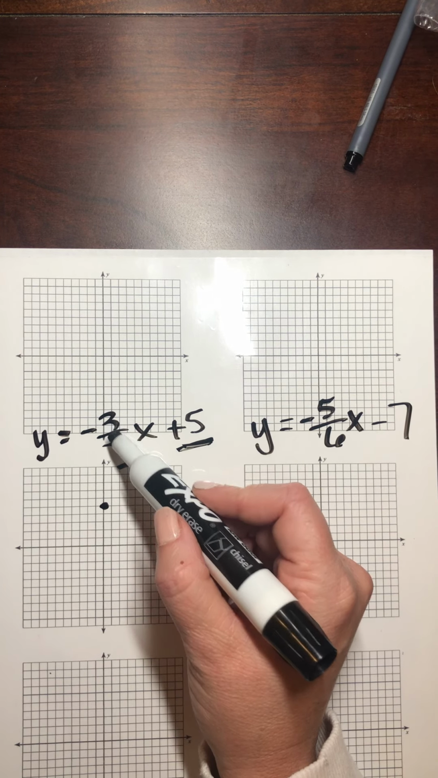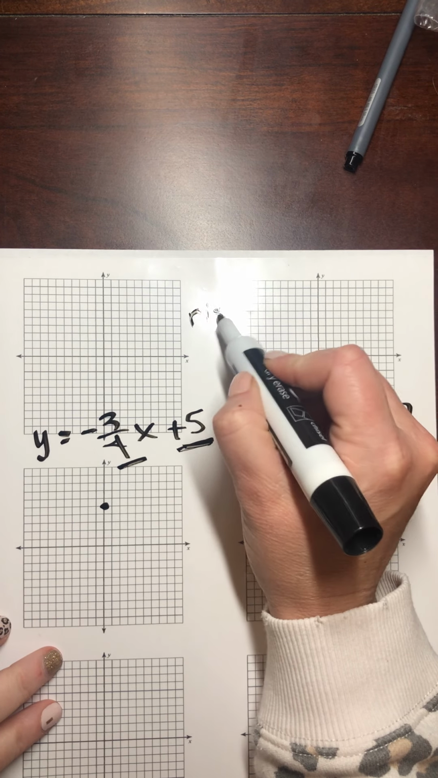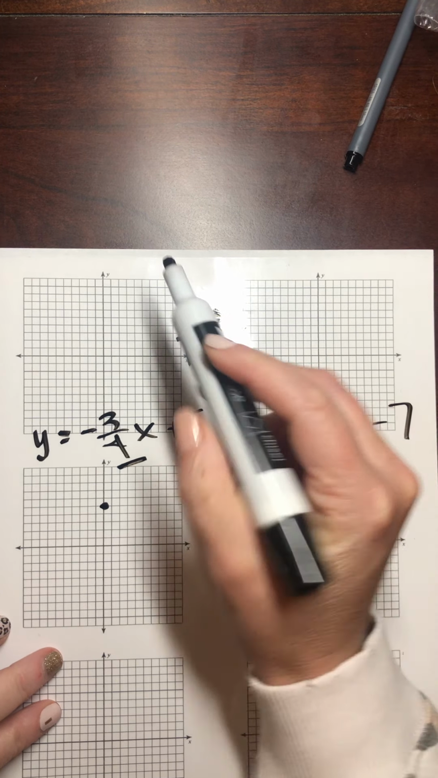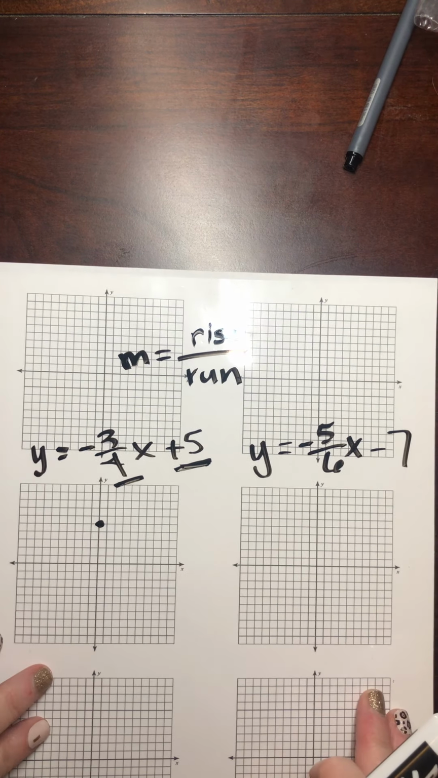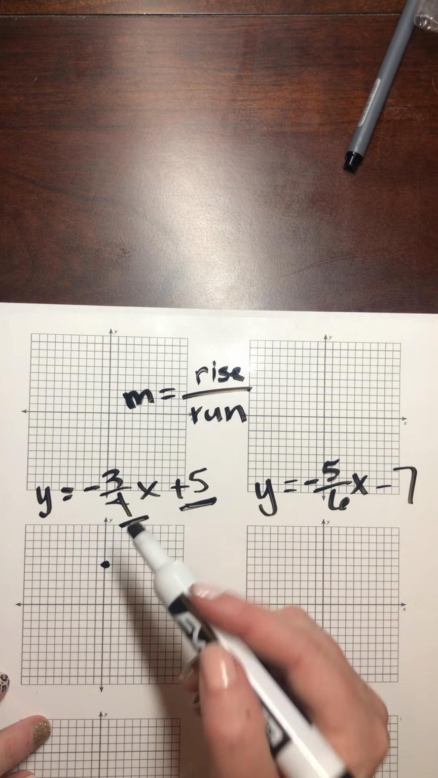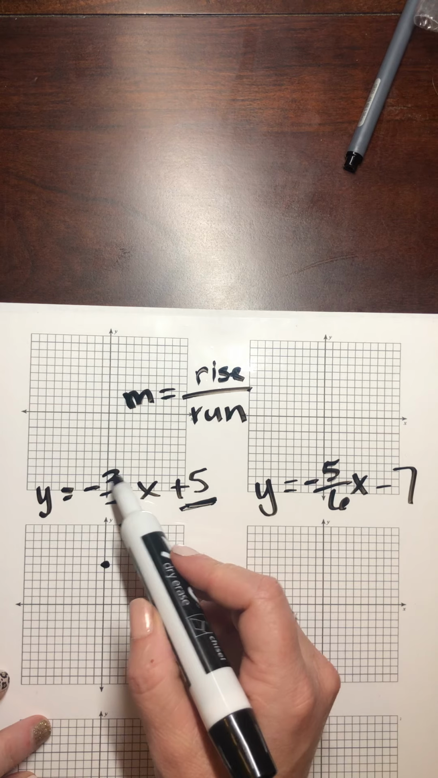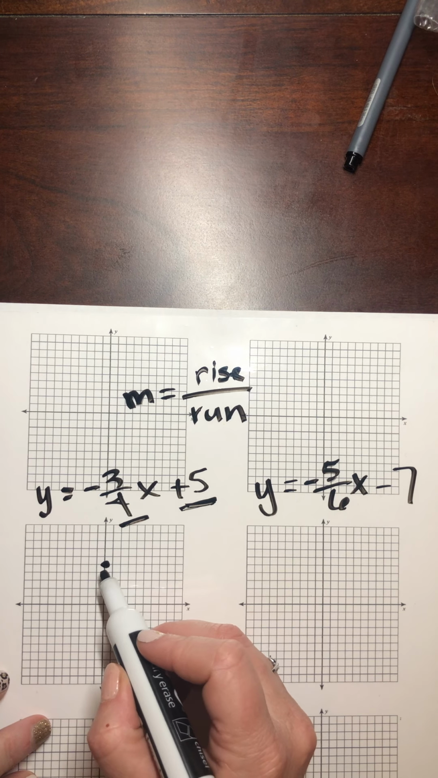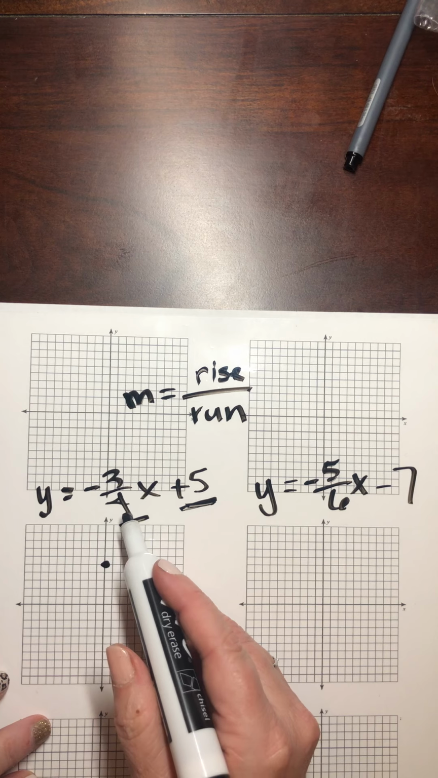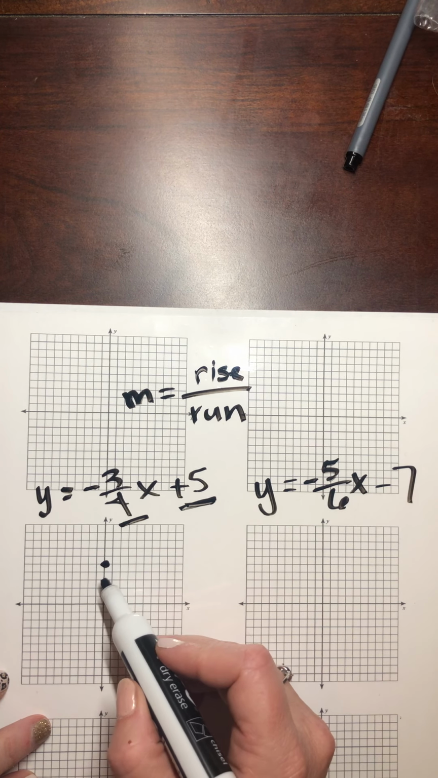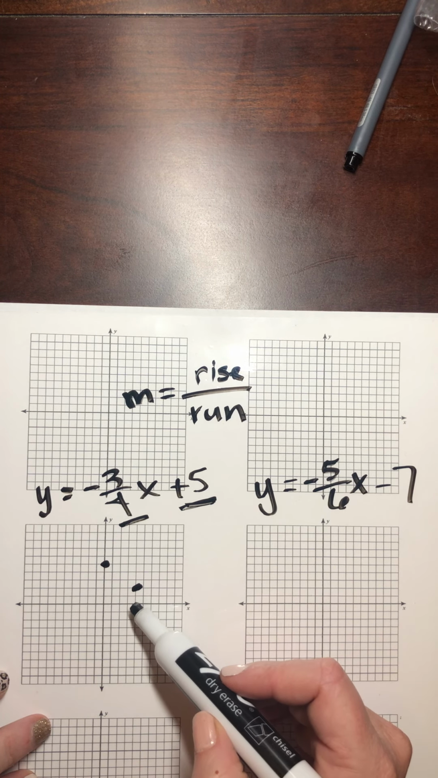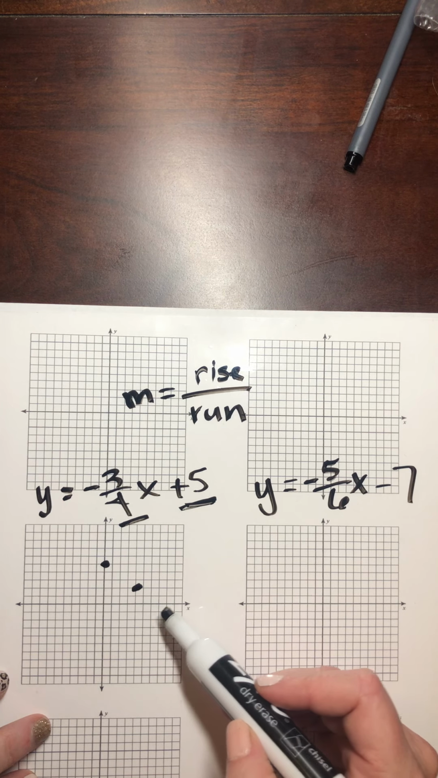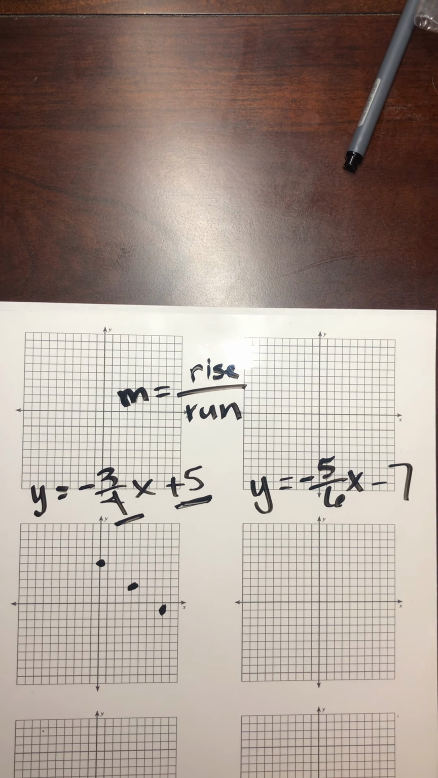And this is our slope. And we know what slope is. It's rise over run. M equals rise over run. So from here, I'm supposed to go negative 3, so down 3, 1, 2, 3, and over to the right 4, a positive 4. So down 1, 2, 3, over 1, 2, 3, 4. Down 3, over 4 again. I always like to have 3 points because that's enough to make a straight line.